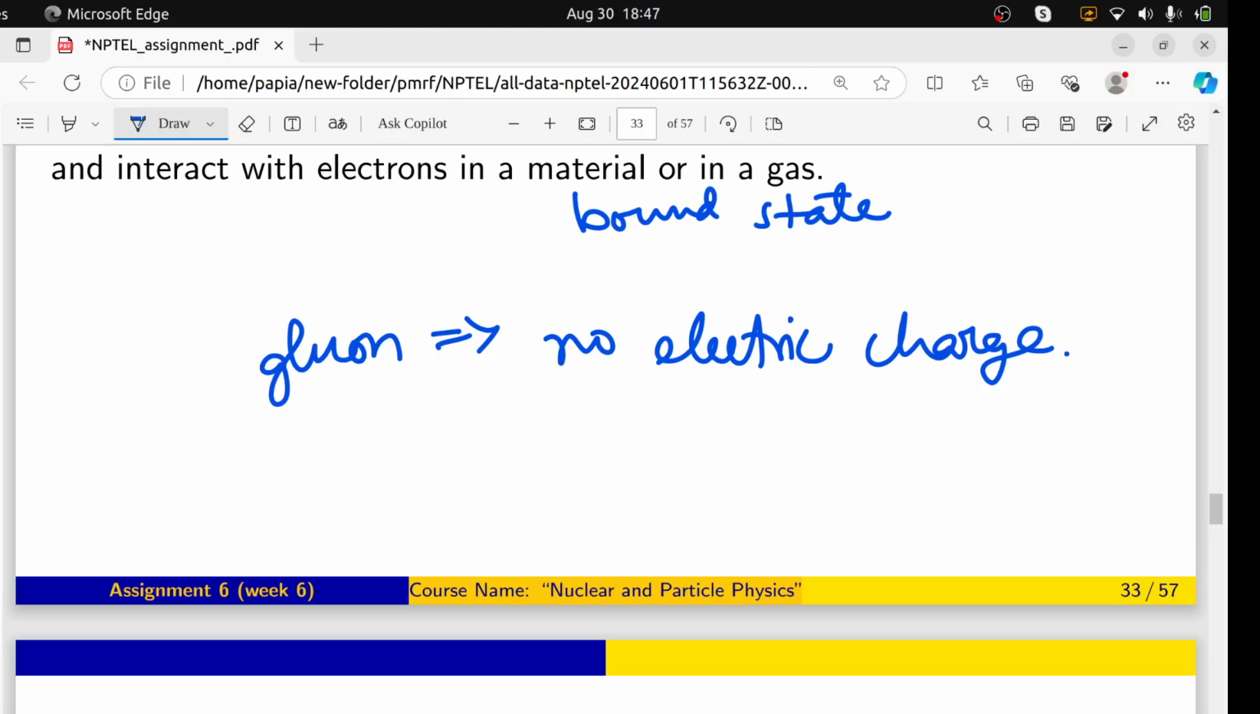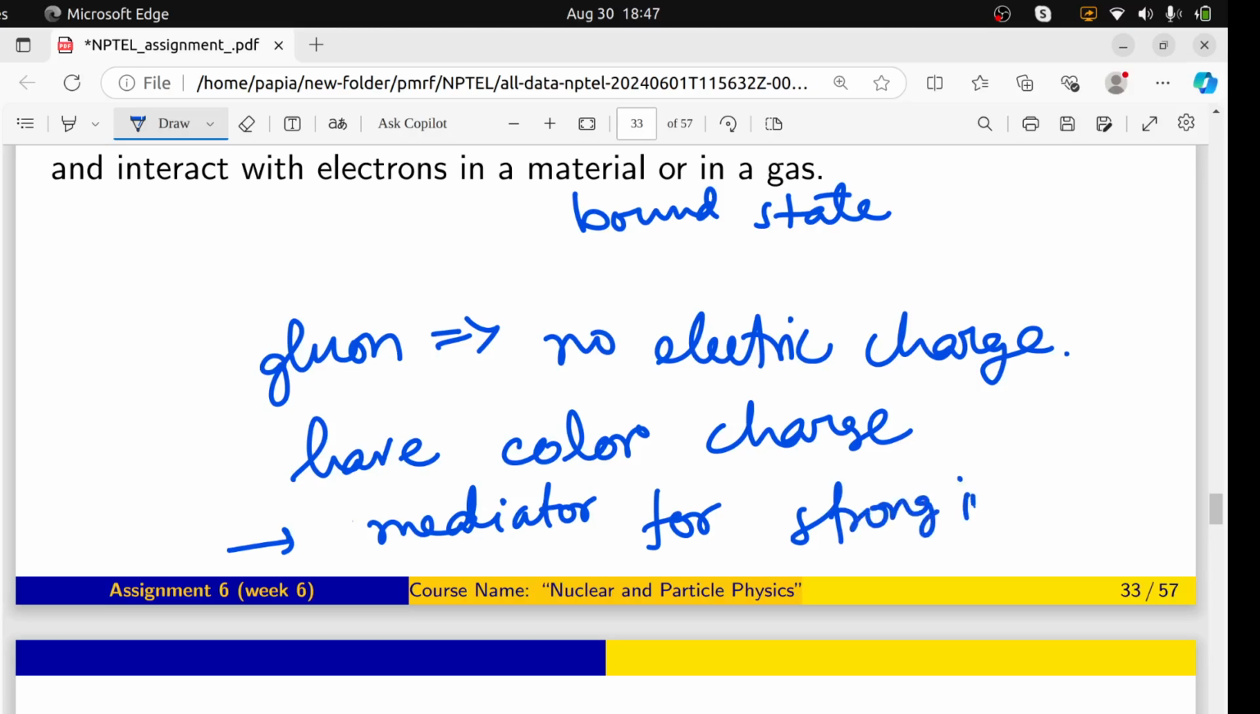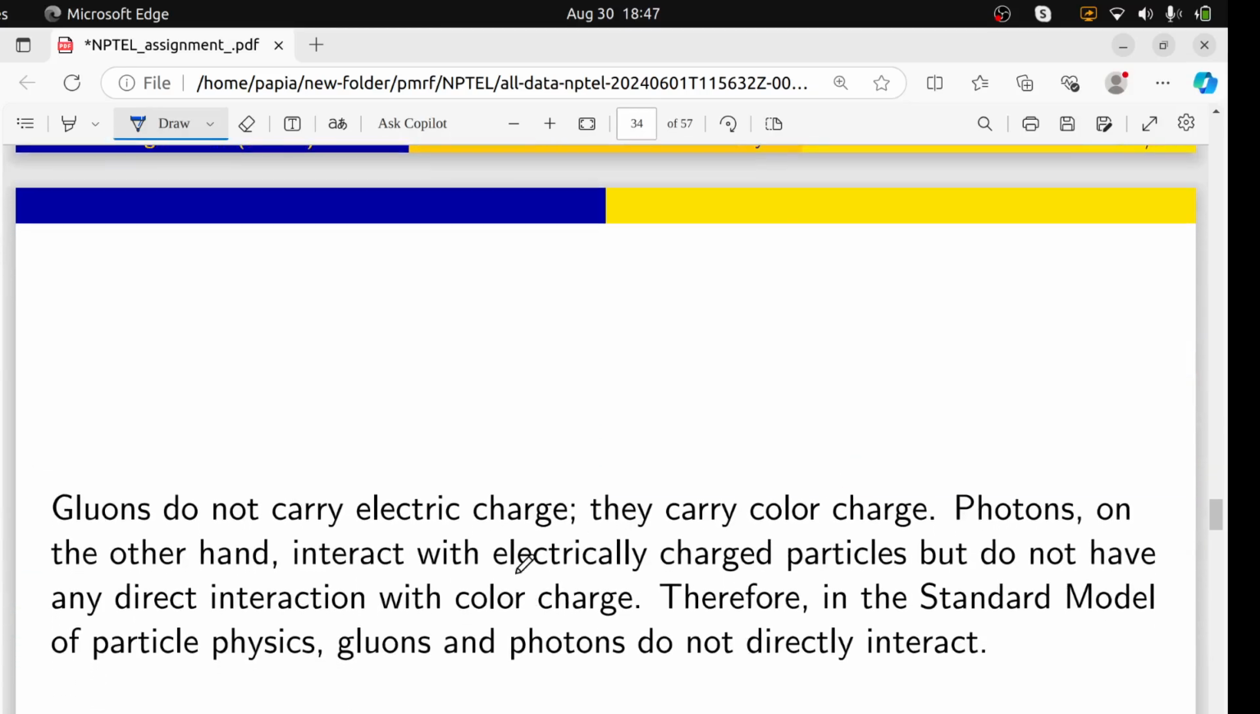In the concept of electric charge it is neutral, but gluons have color charge. Why do they have color charge? Because they are the mediator for strong interaction. And for strong interaction, obviously the particles have color charge, so obviously gluon should have color charge. Gluons do not carry electric charge, they carry color charge only.